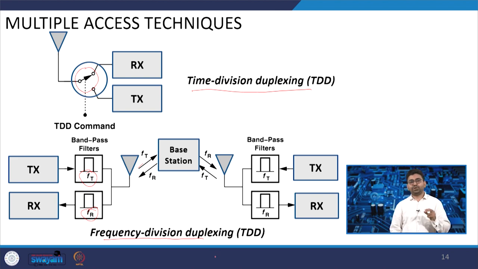There is talk of a full duplex radio, where diversity has been added and the transmission and reception frequencies are the same. Researchers are trying to make a full duplex radio so that we can use the bandwidth efficiently.